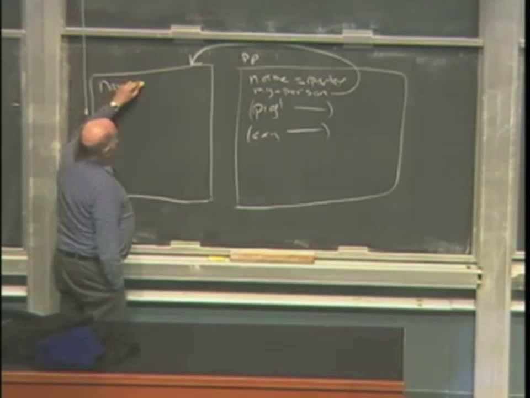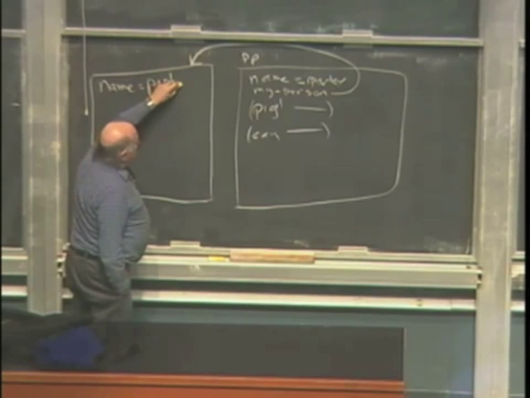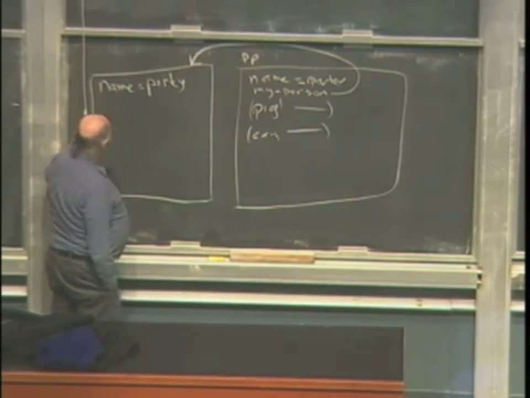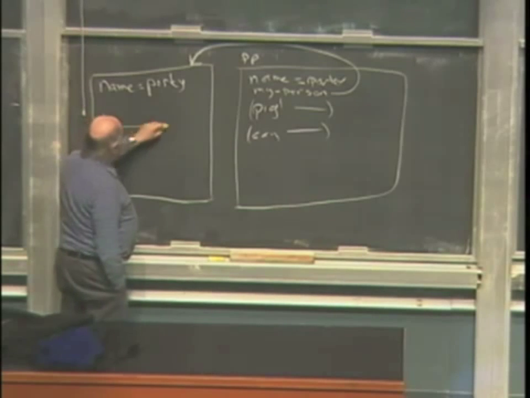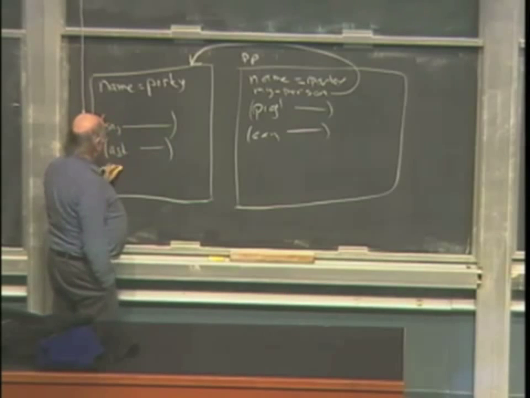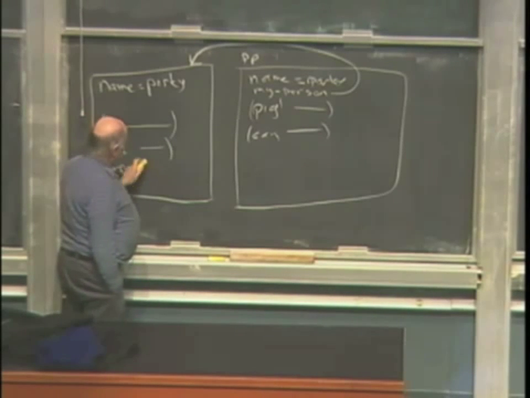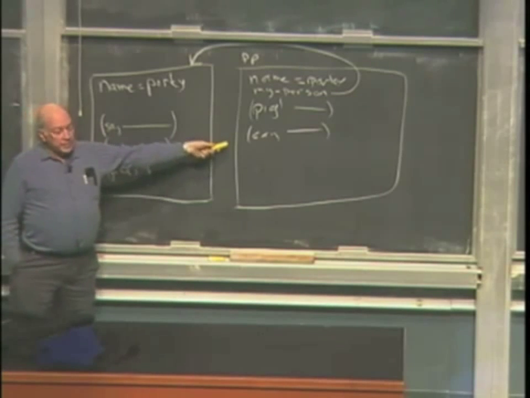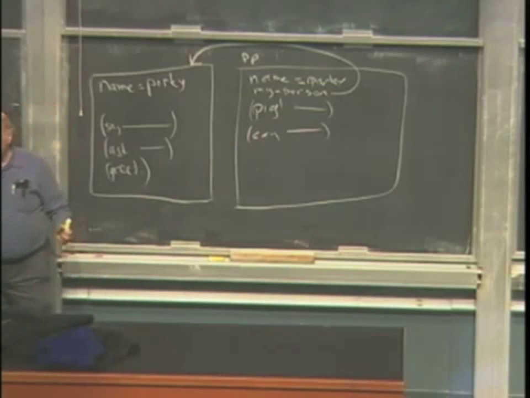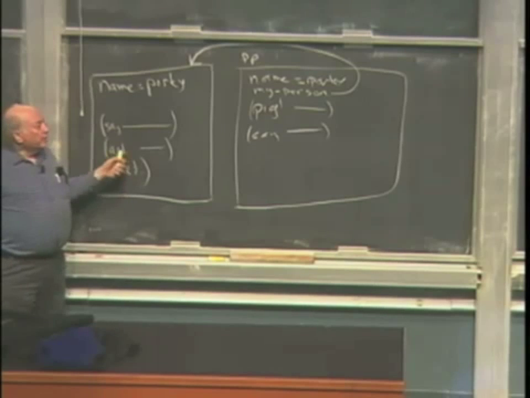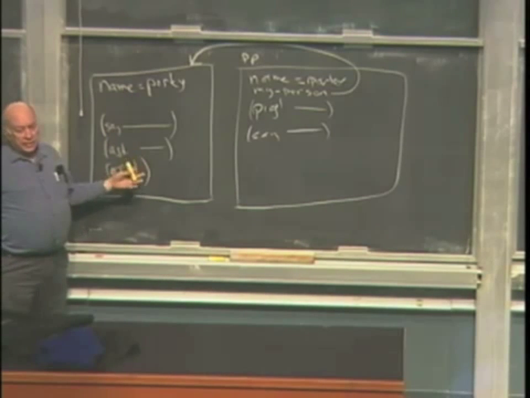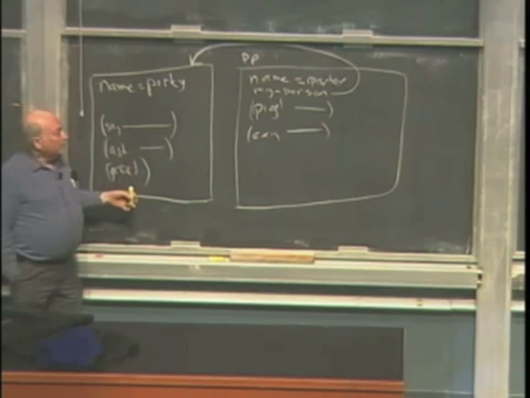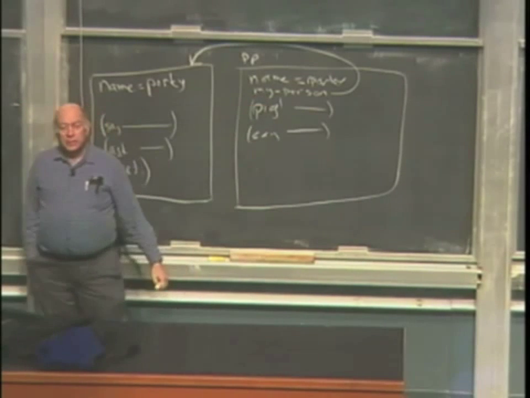Now, persons have name, which is also Porky, and they have methods say, ask, and greet. Okay? So this is what a person looks like. This is what a pigger looks like. And because I said parent person, our language created an actual person object, an instance of the person class, which is sort of buried inside this pigger.